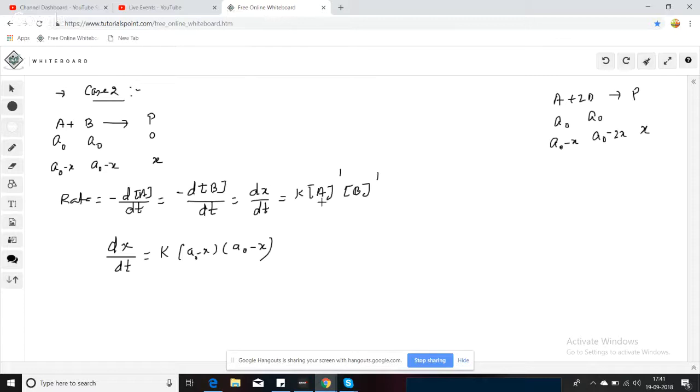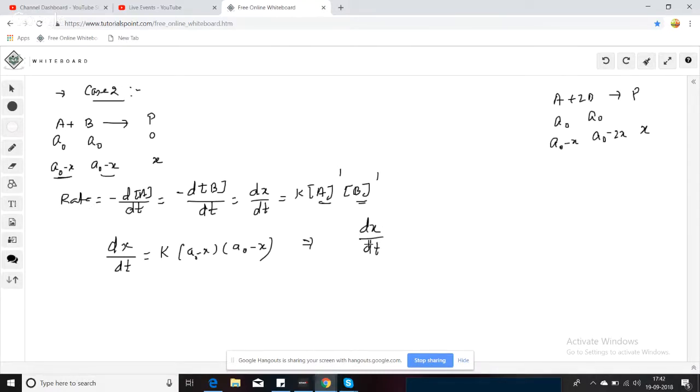Because this is what? This is the concentration of A and B at time t, correct? So at time t, the concentration of A is A naught minus x. Concentration of B is A naught minus x. So we can substitute these two over here. Now you see the expression becomes what?